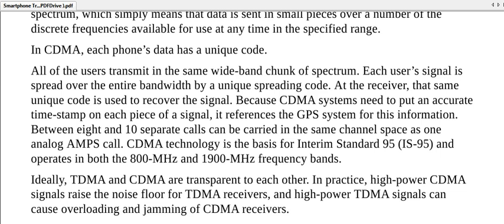CDMA technology is the basis for interim standard 95 (IS-95) and operates in both the 800 megahertz and 1900 megahertz frequency bands.